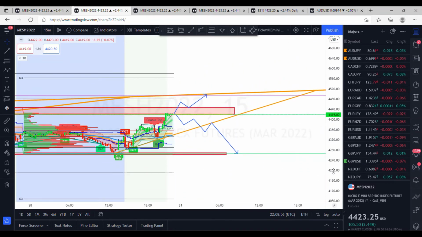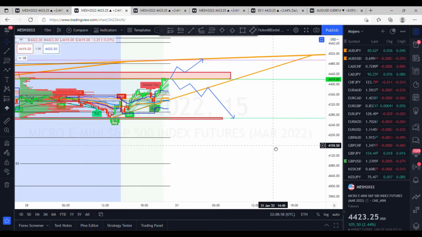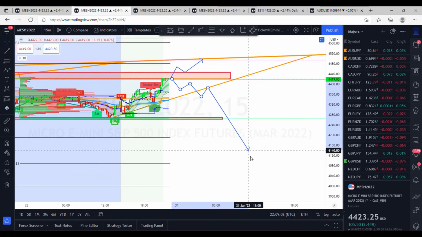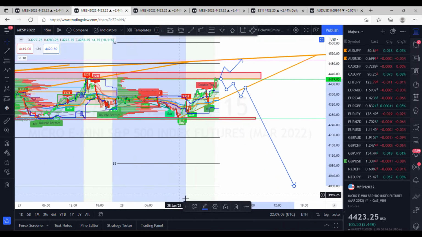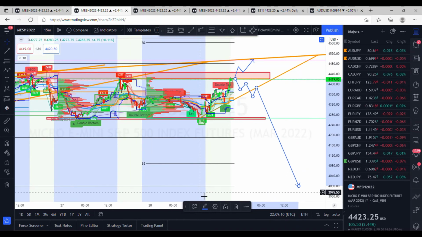And obviously, not forgetting that if we were looking for this final leg of the Elliott wave, we're actually back down here again. So by Monday, Tuesday, Wednesday, we could be back down seeing the 4,000 mark, but we need a lot of data yet to work out where we actually are.